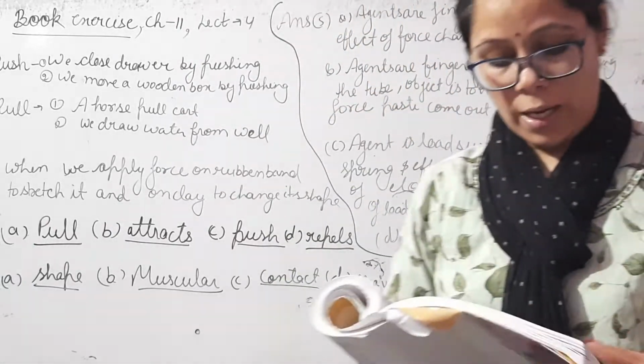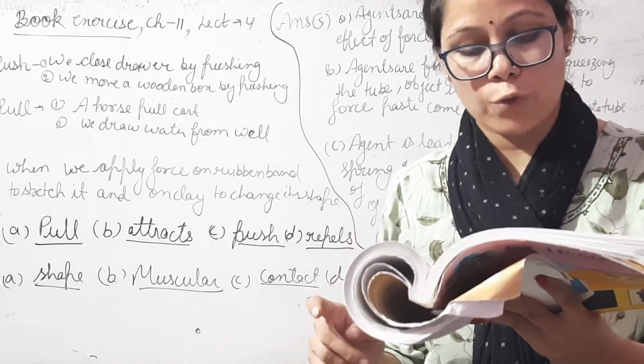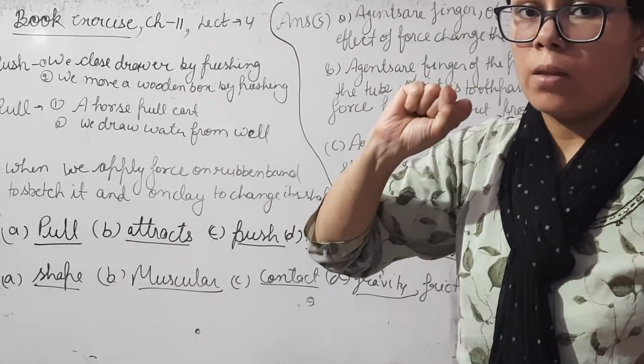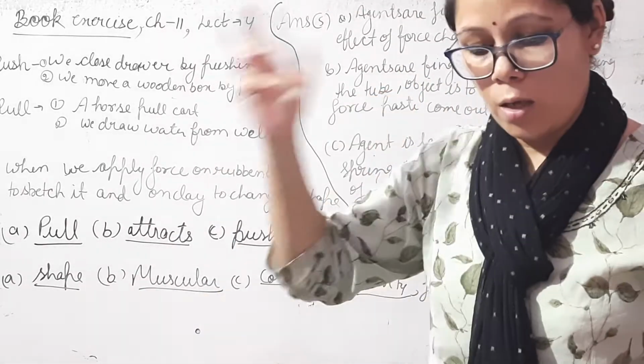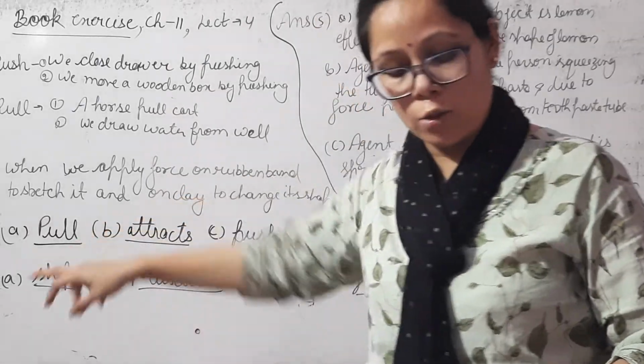Now the third question is fill in the blanks. First, to draw water from a well, we have to, when we draw water from the well, then what do we do? We pull at the rod. So in the first fill in the blanks, pull is the answer.